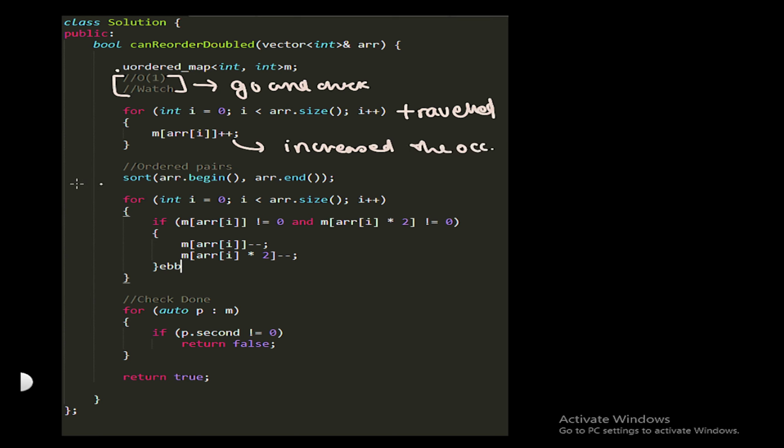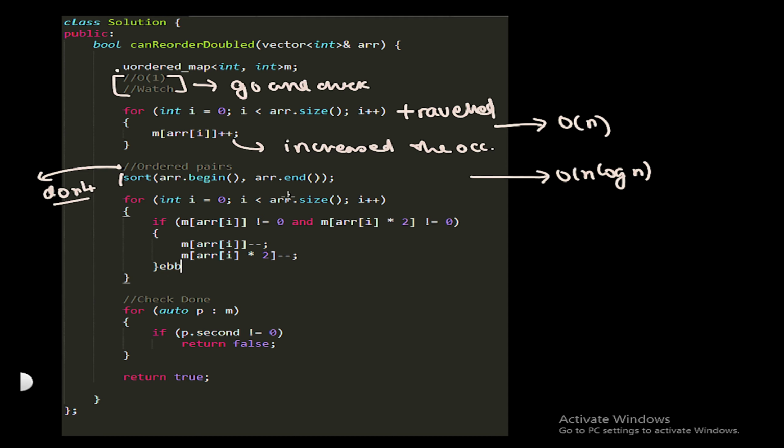Then I sorted the array, because I want ordered pairs and I do not want to waste my traversal. Now let me just write your time complexities. The counting would take big O of n time. The sorting would take big O of n log n time.